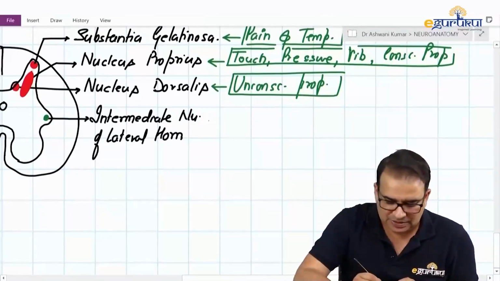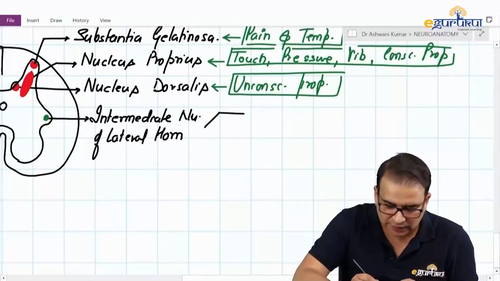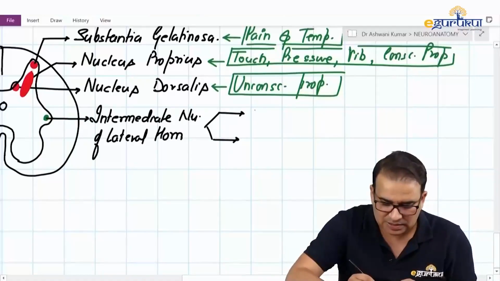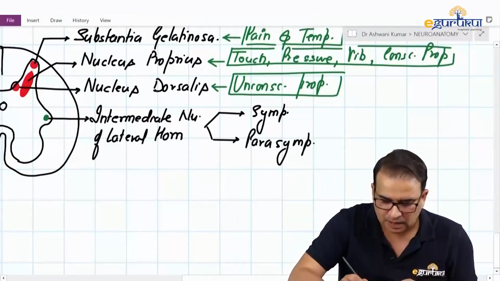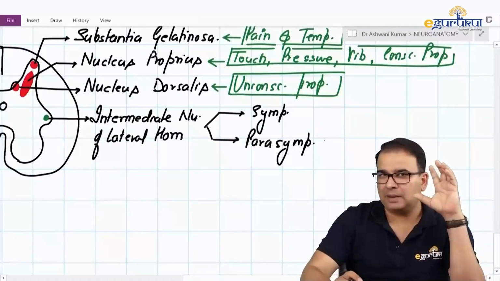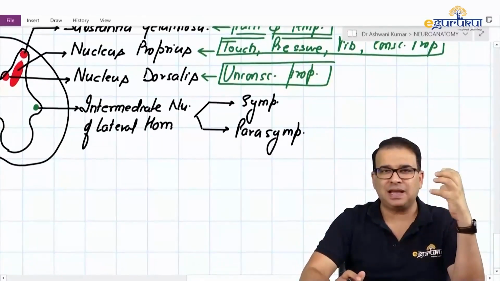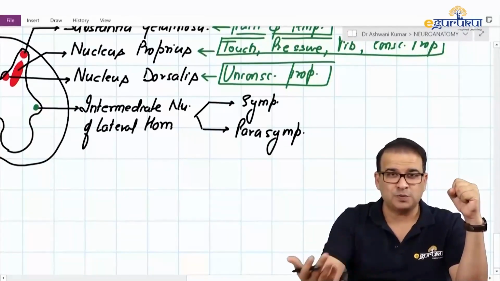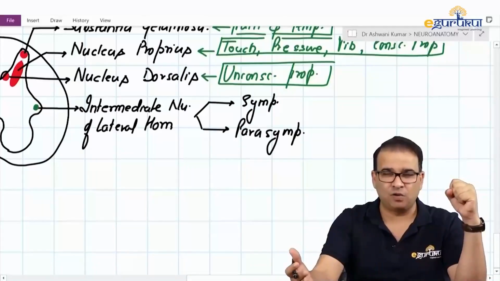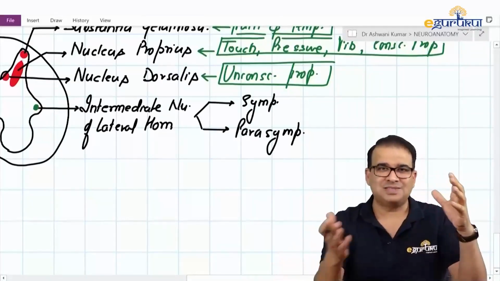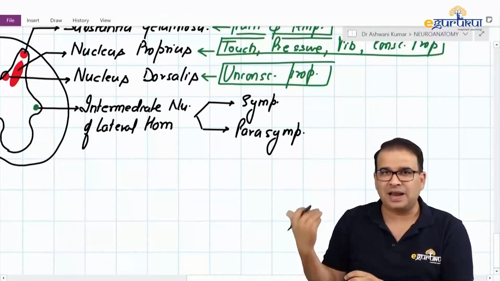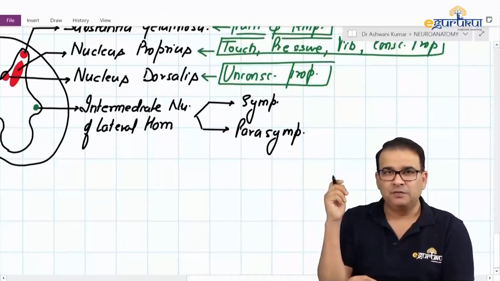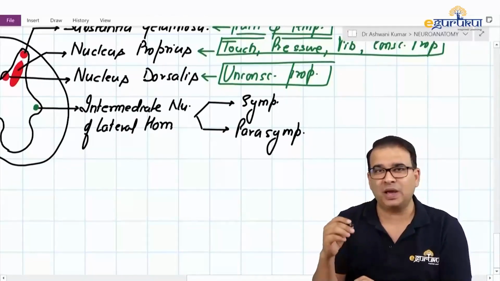And this intermediate nucleus of the lateral horn, as I said, is autonomic. That means the nerves which come out of it are either sympathetic in nature or parasympathetic in nature. Again, you have to go back to the head and neck part and think about it, guys. When we said sympathetic or parasympathetic outflow, what was the parasympathetic outflow? Craniosacral outflow. That means cranial nerves and sacral nerves are parasympathetic. We already know which cranial nerves: 3, 7, 9, 10. We're done and dusted with that part. Which sacral nerves are parasympathetic? S2, S3, S4.